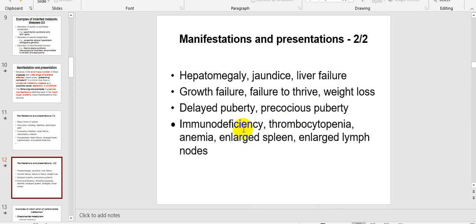Immunodeficiency is when you are immunologically compromised; your immune system is incompetent. Thrombocytopenia means low platelet concentration. Anemia, enlarged spleen is splenomegaly, enlarged lymph nodes. All these constitute some abnormalities or signs associated with inborn errors of metabolism.